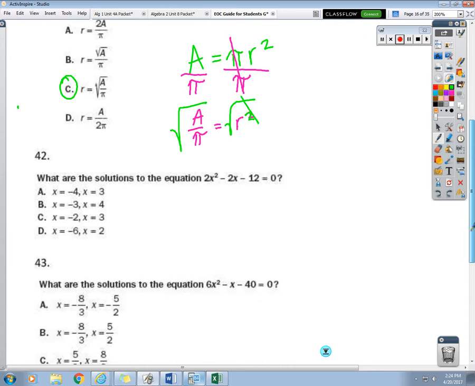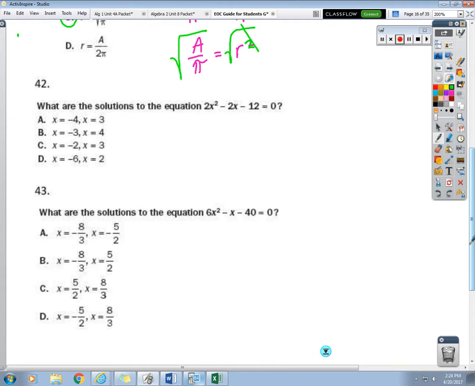Alright, number 42. What are the solutions to this equation? Okay, look at your answer choices. What kind of answer choices do you see? Or what are all of the answer choices? X values. So how can you easily find out the X values of something like this? Graph it.